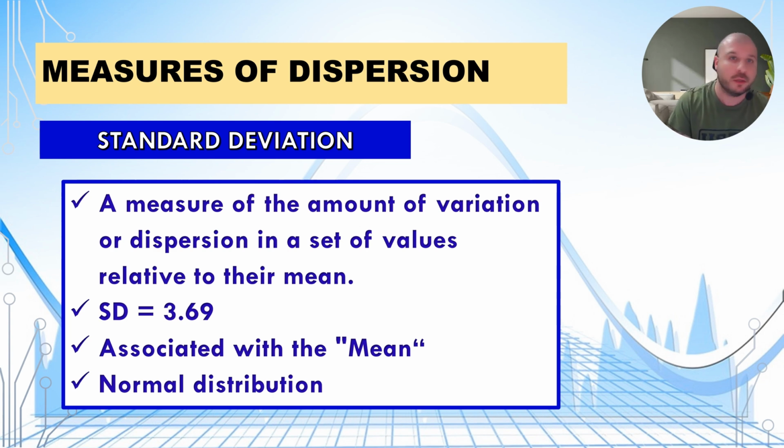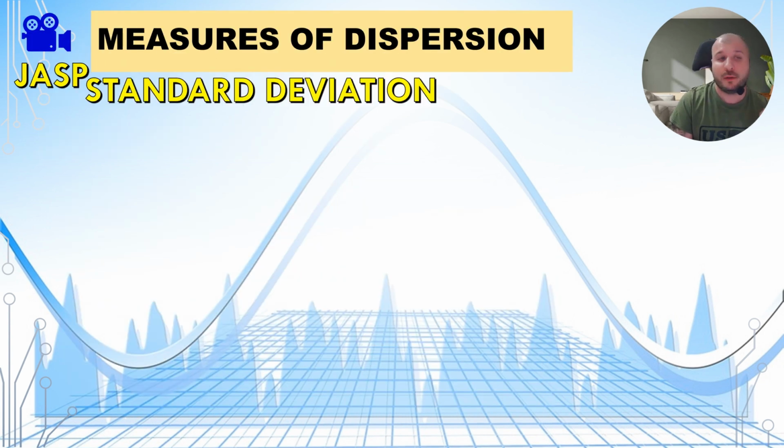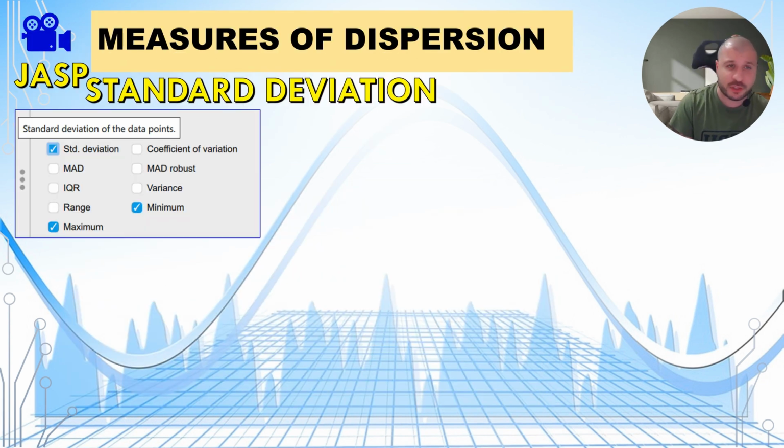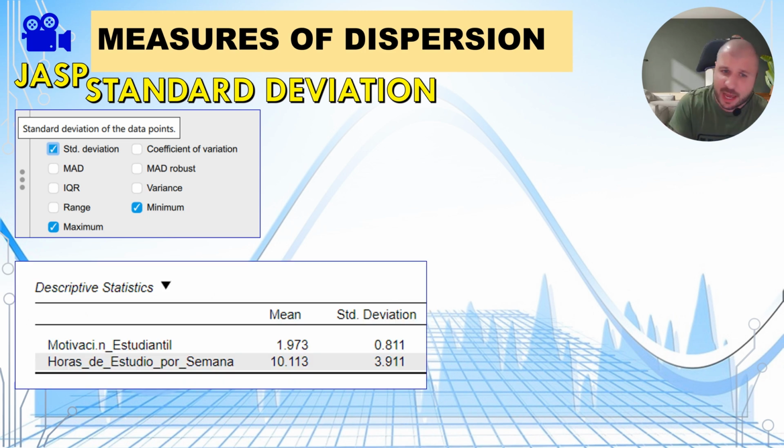So how do we include that in JASP? That's very simple as well. Okay, here we go. You have to go to the measures of dispersion. And here we have standard deviation. You click on it, right? You tick the box. And this is the output that we get. I've just decided to include the mean and the standard deviation here because we use both of them together.